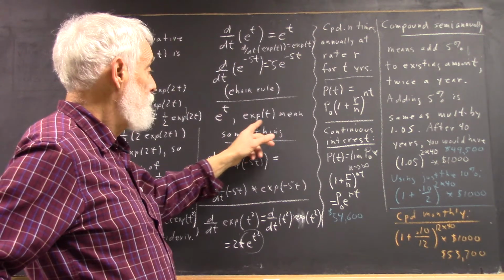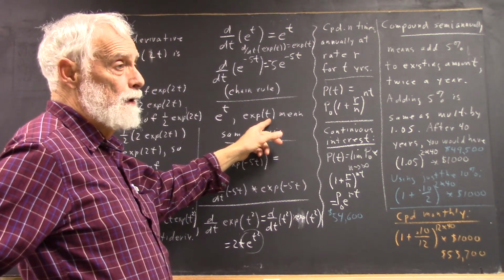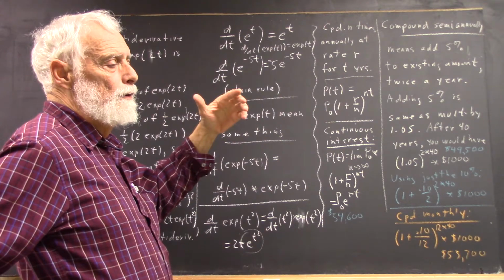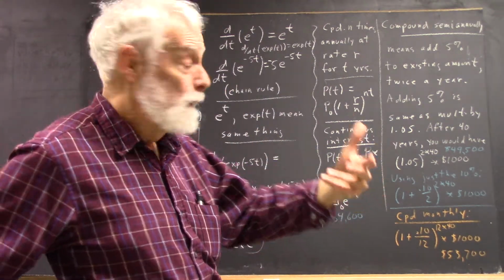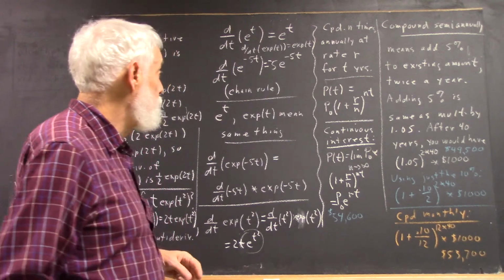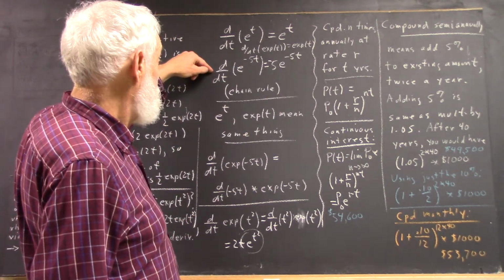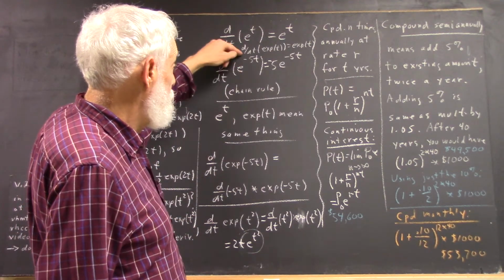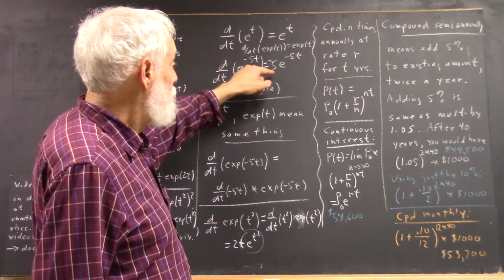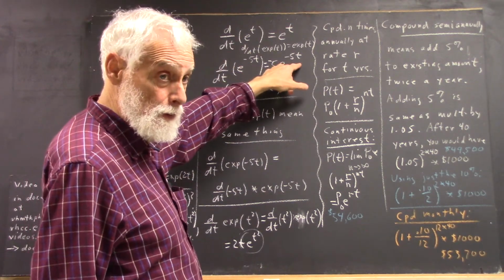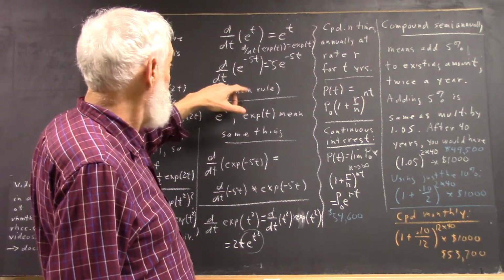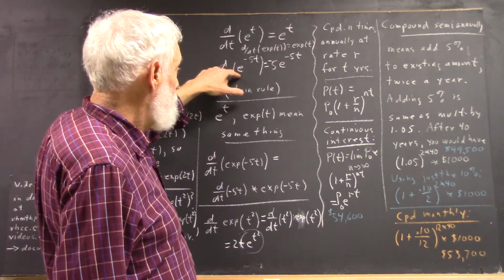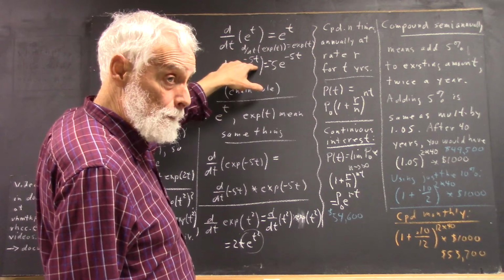And if you write it as exp of t, it becomes clearer what the two composite functions are that make up a function you're trying to take the derivative of. Now, everybody was okay with the idea that the derivative with respect to t of e to the negative 5t is negative 5e to the negative 5t. And this is by the chain rule, because this is a composite. It's the exponential of negative 5t.